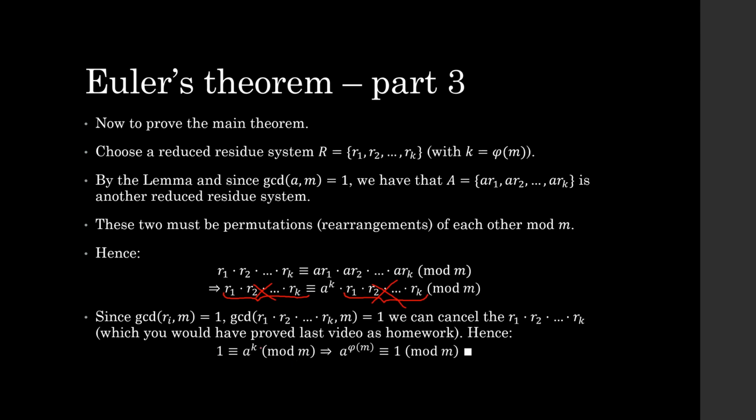And k is just the totient function. That's what we have up here. So that implies that a to the totient function of m is congruent to 1 mod m. And so that's what we needed to prove. It's actually a pretty powerful statement, and we're going to be using Euler's theorem later on when we talk about RSA encryption. And it's a very powerful and useful theorem.